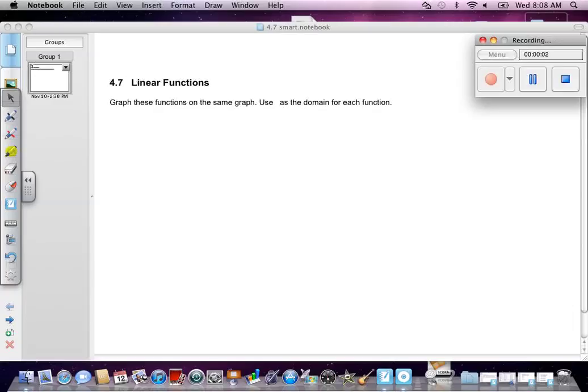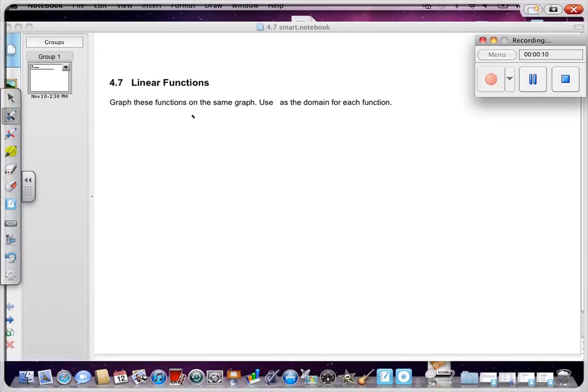4.7 talks about things as a function. So instead of it being written y equals 2x plus 3, for example, it'll be written as f of x equals 2x plus 3. That f of x or h of x or g of x or whatever, that just means y. It's the same thing. Okay?